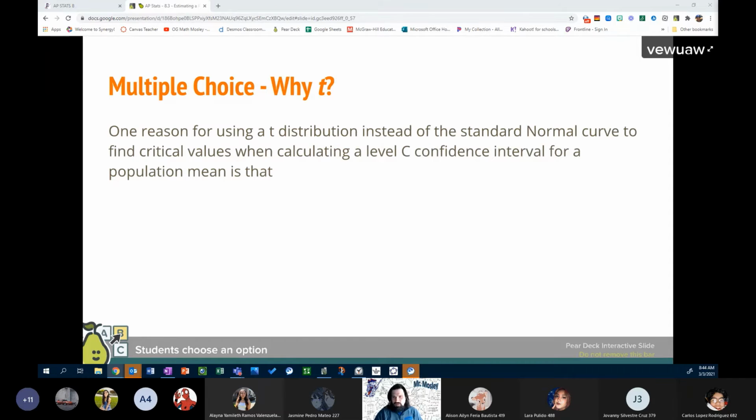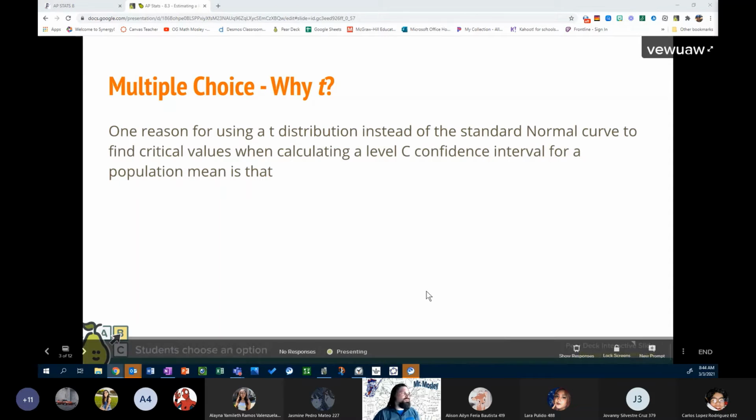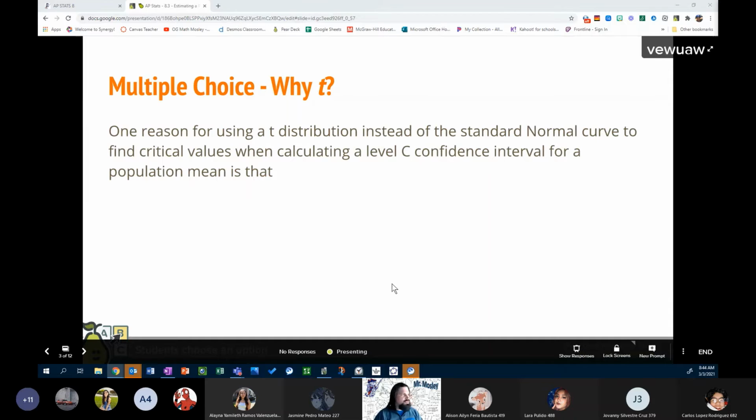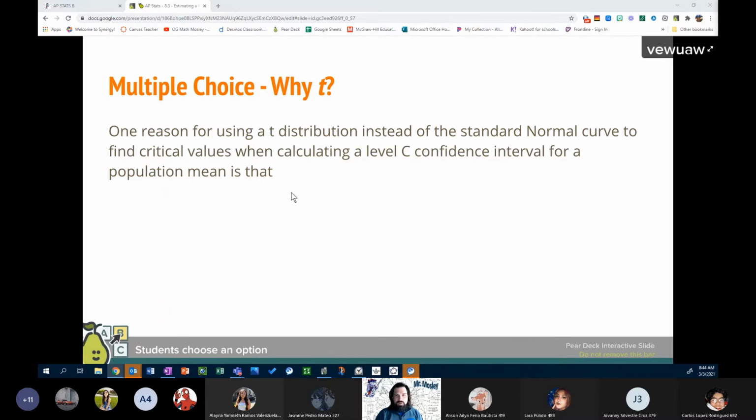So we're going to start with multiple choice, kind of like we did last week here. You should have a set of choices here. Why are we using t? Here's the name of this question. One reason for using a t distribution instead of the standard normal curve to find critical values when calculating a level C confidence interval for a population mean is that, and please make the selection that completes this sentence. There's only one correct answer out of the 5 options.